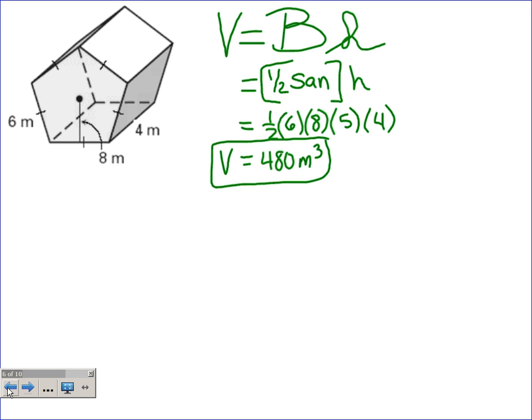Okay, so the tough part is make sure that you have all the same units. That's one thing to kind of watch. Like 4 meters, 8 meters, 6 meters.